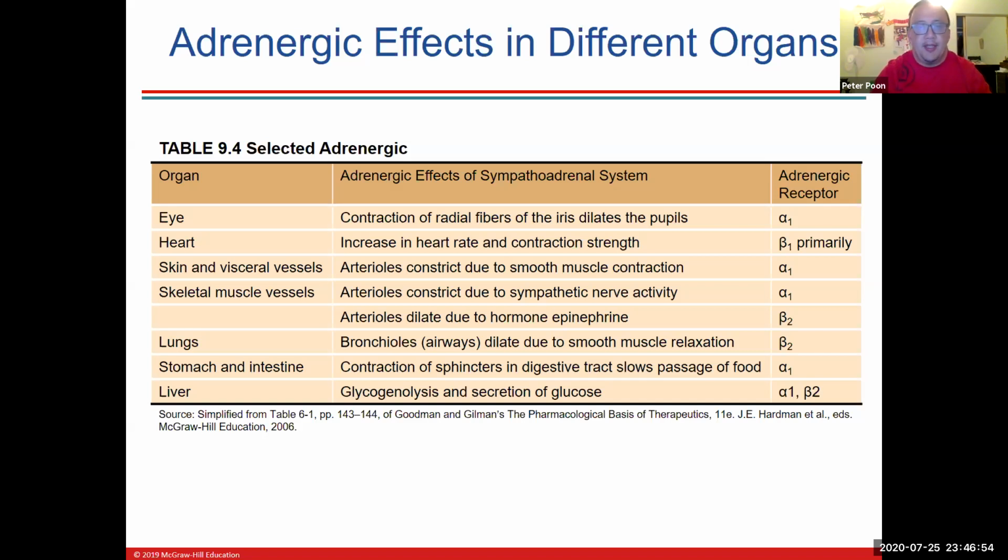And that's the same for the liver. The beta 2 overrides the alpha 1. When you start doing this, your alpha 1 gets overridden, beta 2 takes over, and you get the secretion of glucose. More blood sugar.